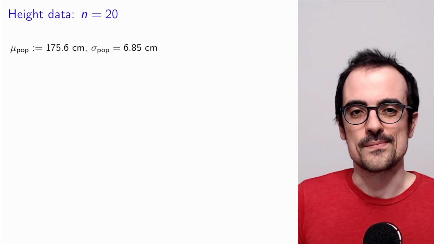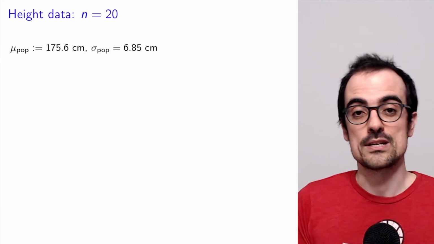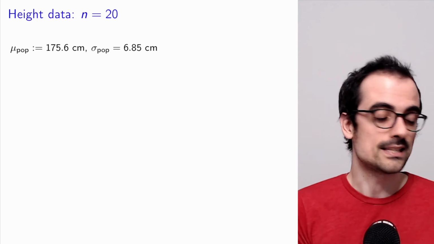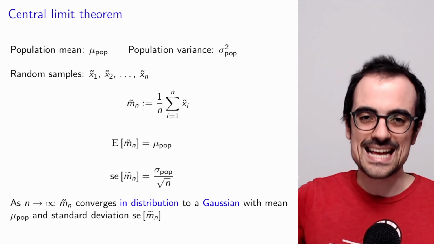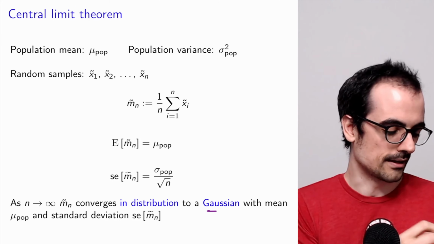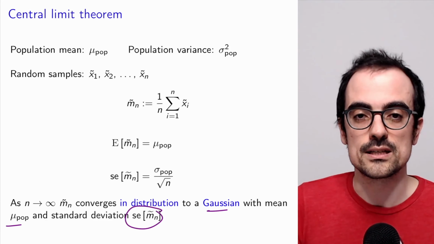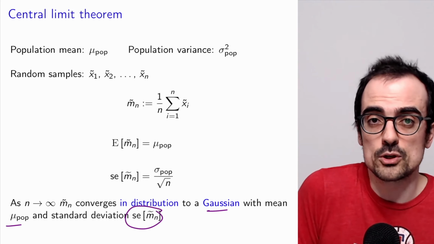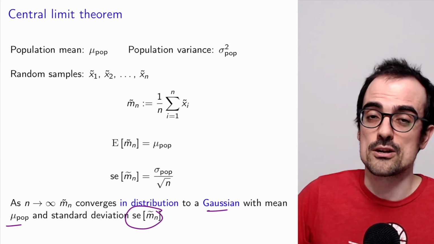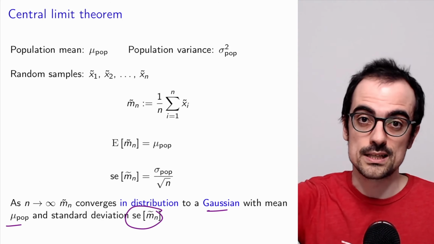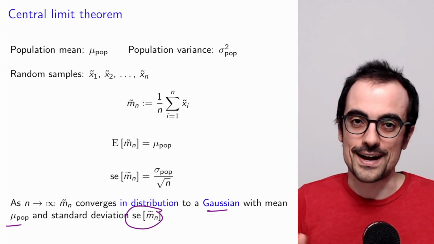Let's take a look at the approximation that the central limit theorem suggests in the case of the height data. So we are at n equals 20. The central limit theorem tells us that as n goes to infinity, we're eventually going to be Gaussian with mean mu_pop and standard deviation equal to the standard error. But we can take a look at what that approximation looks like also for finite n. And that's what we do in statistics. Even though the central limit theorem only gives us guarantees asymptotically, we actually apply this approximation in a bit of a cavalier way to finite n.